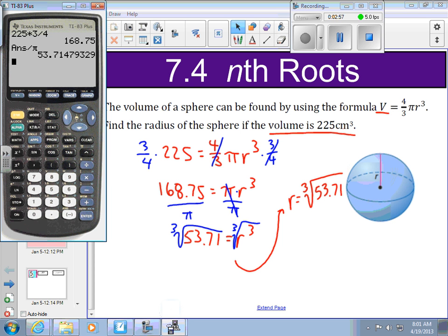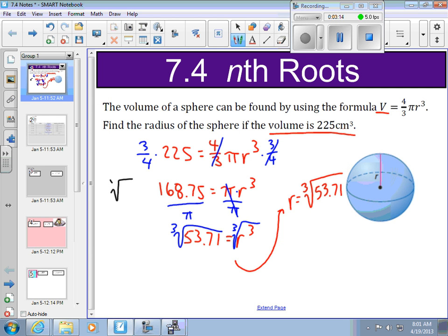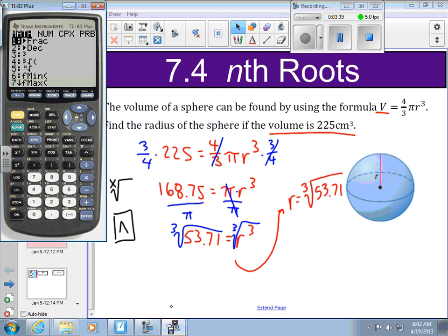To do a cube root on your calculator, there's a couple of different ways depending on the type of calculator you have. Sometimes it's under the math menu, and you should be able to find a symbol that looks like this, where they have a square root with an x. That allows you to enter whatever root you want to do. Oftentimes, this button may be right above your exponent button, so you might have to hit the shift button and then your exponent button, and you can locate this.